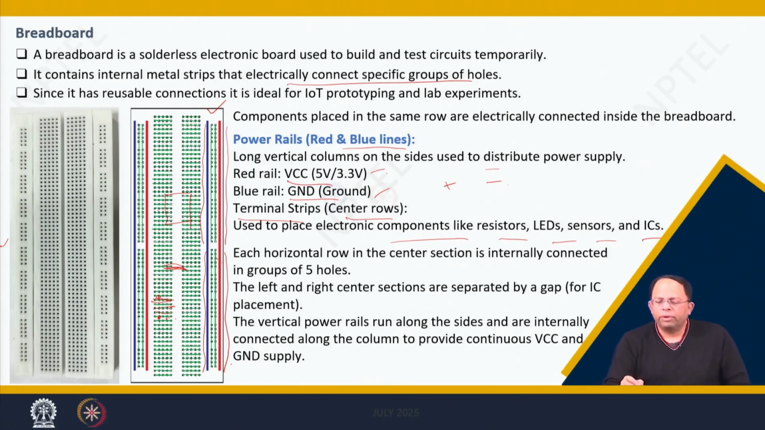Each horizontal row in the center section is internally connected in groups of 5 holes, and the left and right center sections are separated by a gap, so that we can place certain things which require that difference, such as ICs and so on. The vertical power rails run along the sides and are internally connected along the column to provide continuous VCC and ground supply.